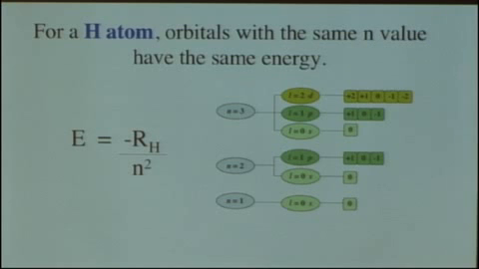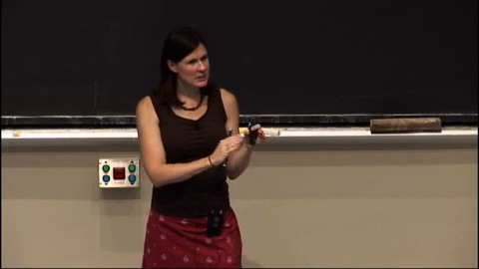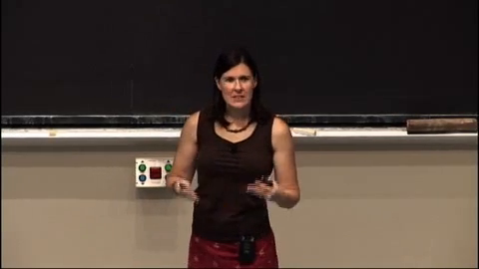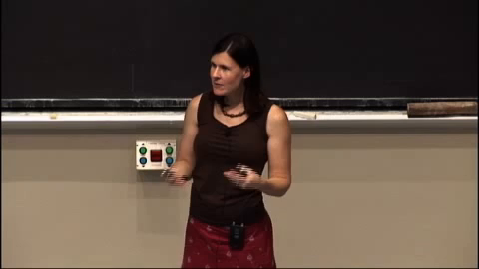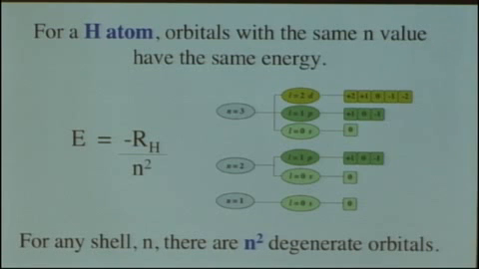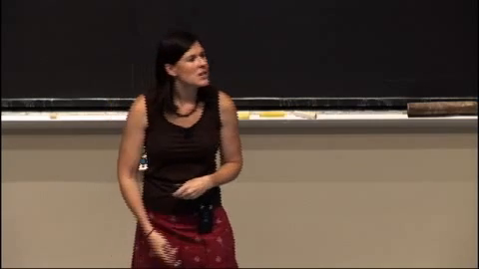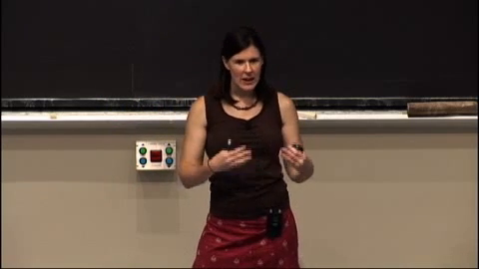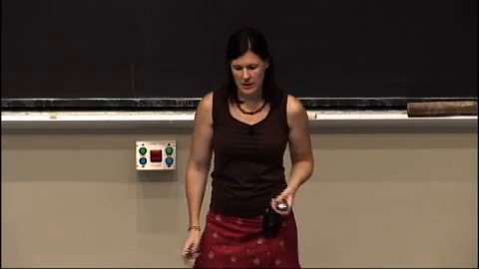And we can generalize to figure out, based on any principal quantum number n, how many orbitals we have of the same energy. What we can say is that for any shell n, there are n squared degenerate orbitals. And the word degenerate simply means same energy. So you have n squared orbitals that are of equal energy when they're degenerate.